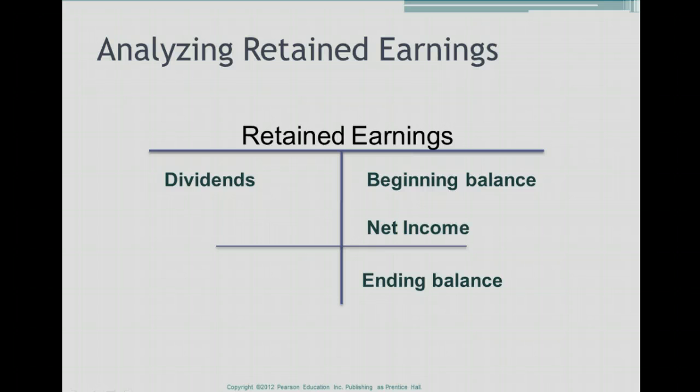To take it one step further, net income comprises revenues and expenses. Revenues would increase retained earnings, expenses would decrease retained earnings. Your ending balance in your retained earnings is calculated by adding the beginning balance plus net income minus dividends. That will give you your ending balance in your retained earnings. Also, a point to keep in mind, if you have a net loss, the net loss would be debited to retained earnings.